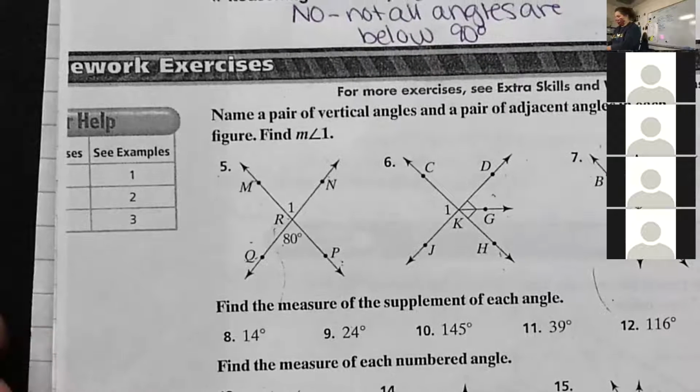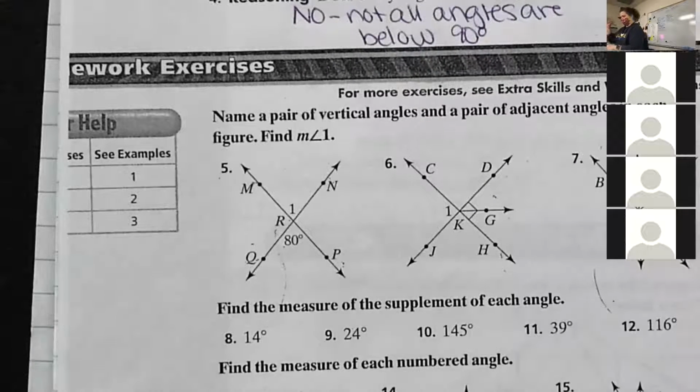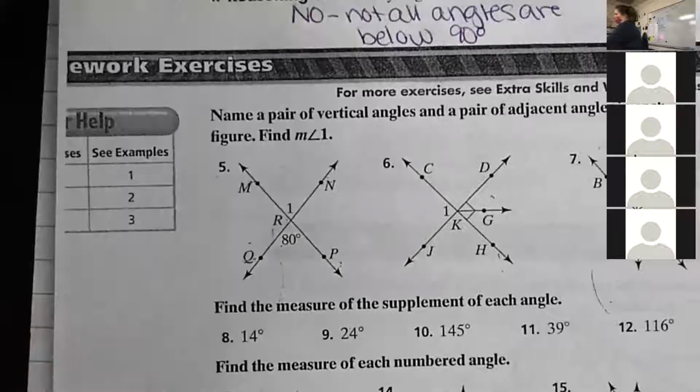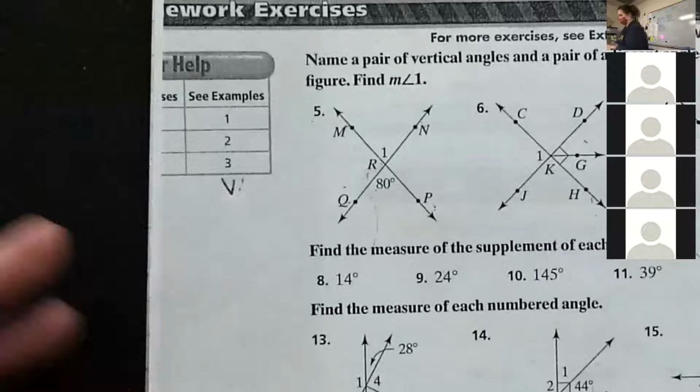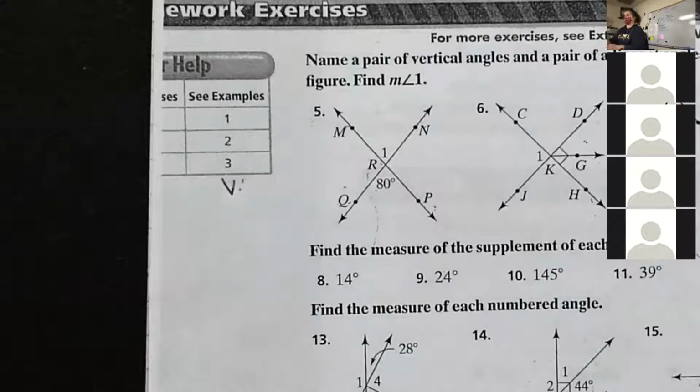All right. Name a pair of vertical angles and a pair of adjacent angles in each figure, and then find the measure of angle 1. Okay, so let's start with our vertical angles. This is again where you probably like paper, but it's fine. I'll just put V for vertical. Remember, we need 3 letters in order to make this happen. So why don't we just start with an angle?